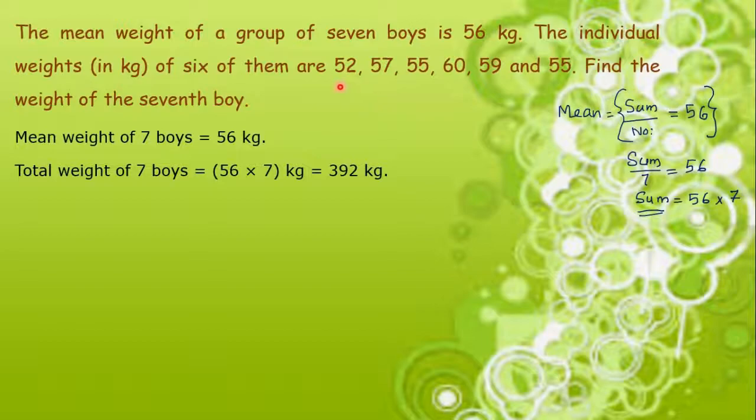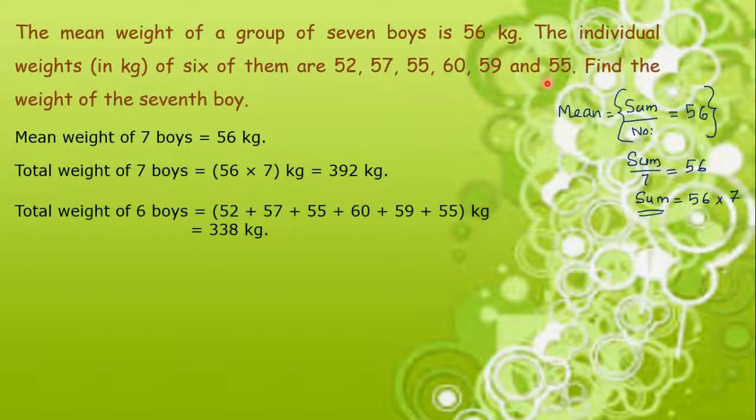How we will find the total weight of 6 boys? We can just add the given weights together, right? So total weight of 6 boys equal to 52 plus 57 plus 55 plus 60 plus 59 plus 55. The sum is 338 kilogram. So listen, total weight of 7 boys is with us. Total weight of 6 boys is also with us.